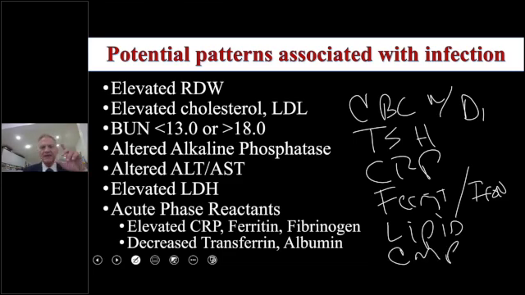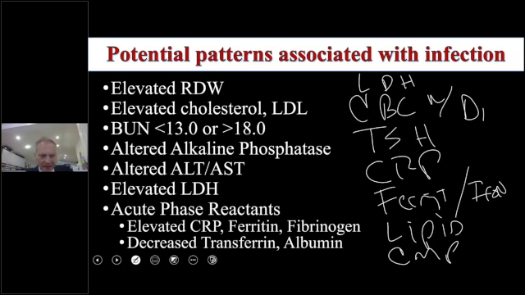So I'll do a CBC, CMP, TSH, LDH, CRP, ferritin, and iron. So this is the one that you want to look at. You want to look at these 7 things if you suspect some kind of infection.